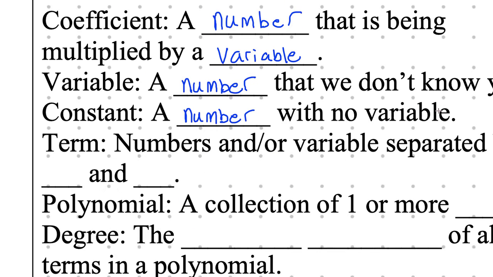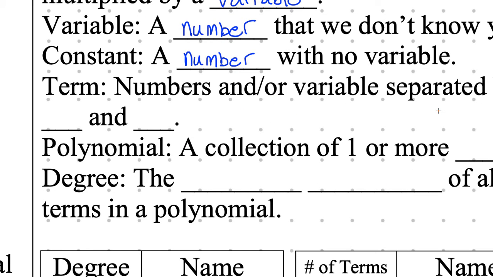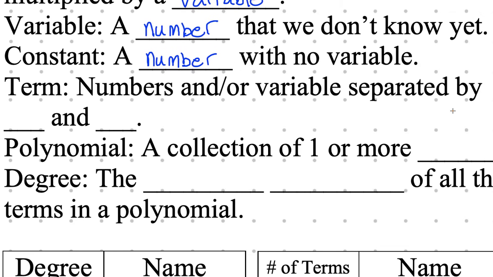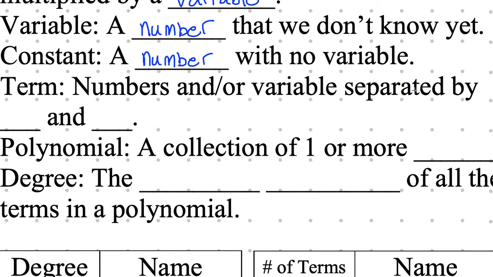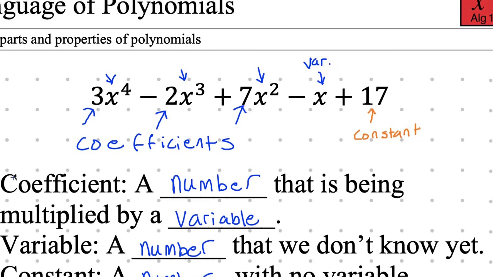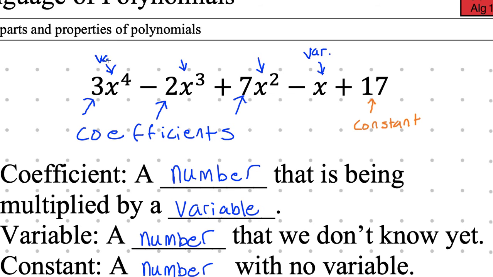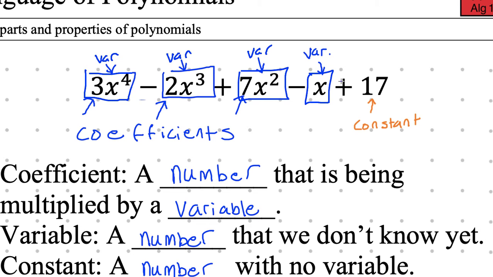Moving down, a term. Yes, Wyatt? Numbers and/or variables separated by a plus and minus. Plus and minus. There it is. Thank you. So you kind of have different segments, right? So I consider this was a variable, this was a variable. Let me come back here and finish these. So each of these chunks is a term. So that 3x to the power of 4 is a term. This 2x to the power of 3 is a term because it's separated by this minus sign. This 7x squared is a term. This x is a term. This 17. All these are chunks of the polynomial, and I call those chunks terms.